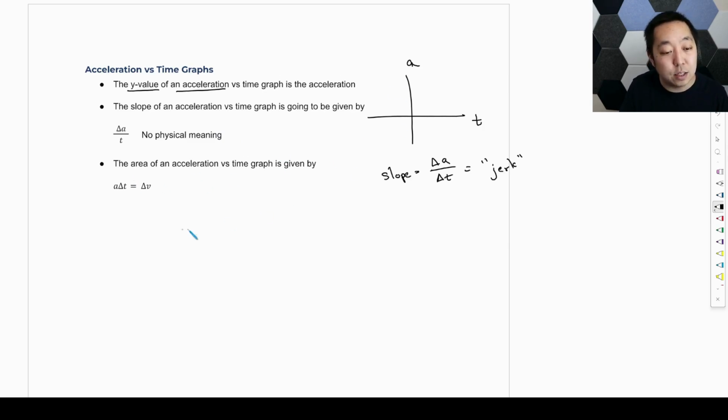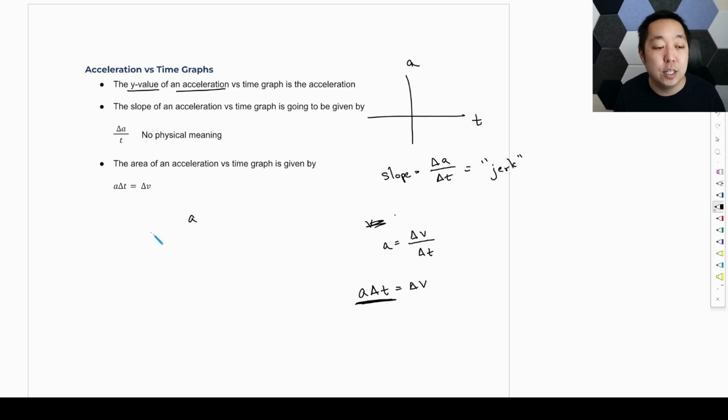Now, the area is a little more interesting, because remember, acceleration is the change in velocity over the amount of time, right? This is our average acceleration formula. That's the definition we said of acceleration. So if you move that up there, what you get is this is the area, the y variable times the change in the x variable, and that's going to give us our change in velocity. So the area is going to give us the change in the velocity.